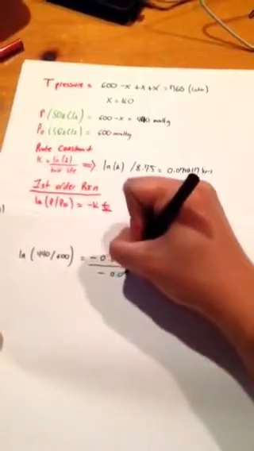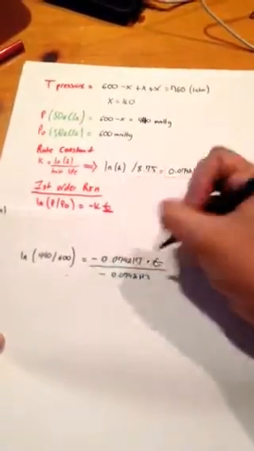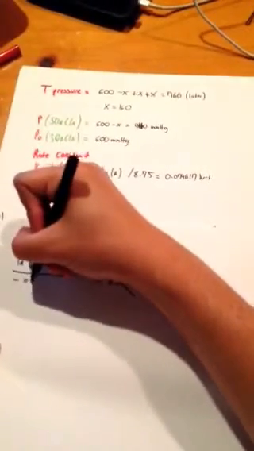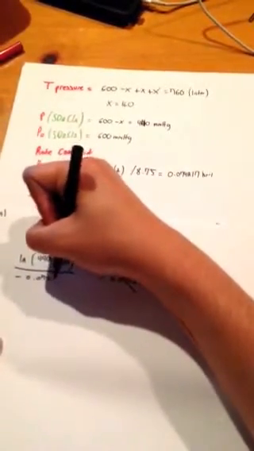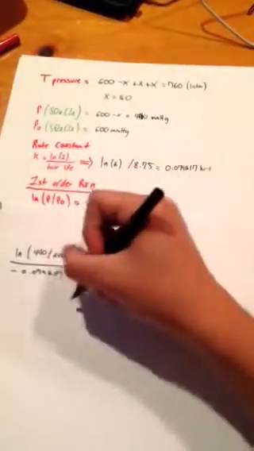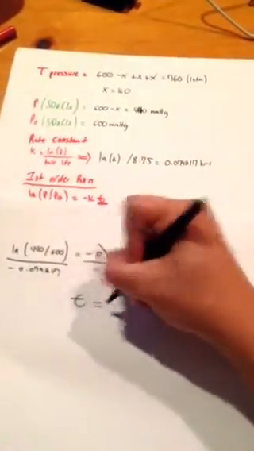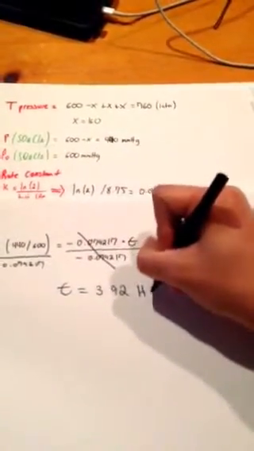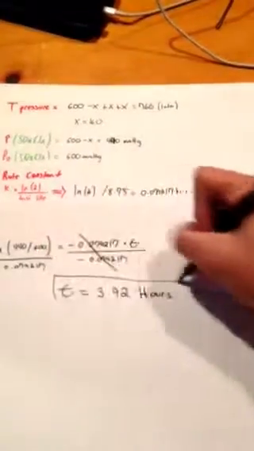And of course, just to get t by itself, we're going to go ahead and divide by the negative 0.079217. That's going to cancel there, and we're going to divide on this side as well by 0.079217. And when that comes out, our t is going to equal 3.92 hours. And that's how long it actually takes.